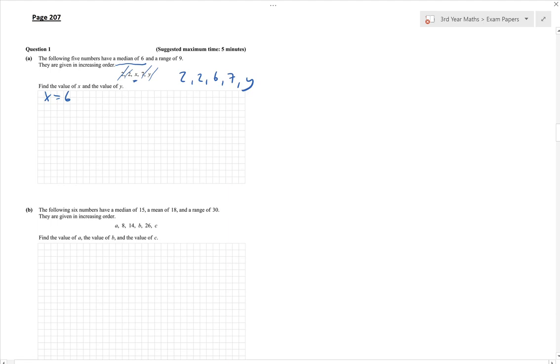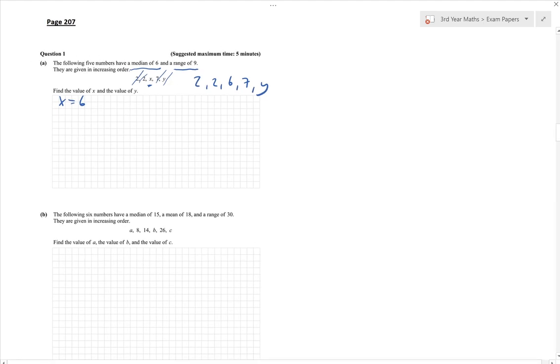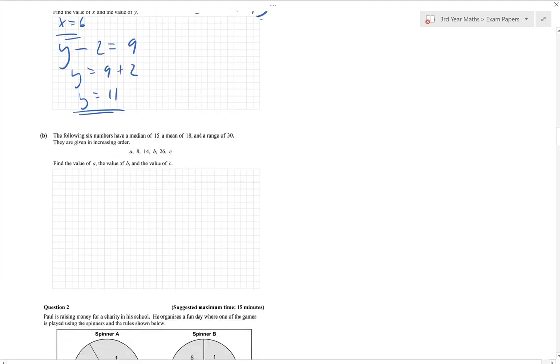The only piece of data we don't know is y. Now we're told that the range is 9, and we know that the range is the highest minus the lowest value. So the highest value here is y, the lowest value is 2, and we know that the range is 9. So y is equal to 9 plus 2, y is equal to 11. Okay, so now we have the values of all the numbers.